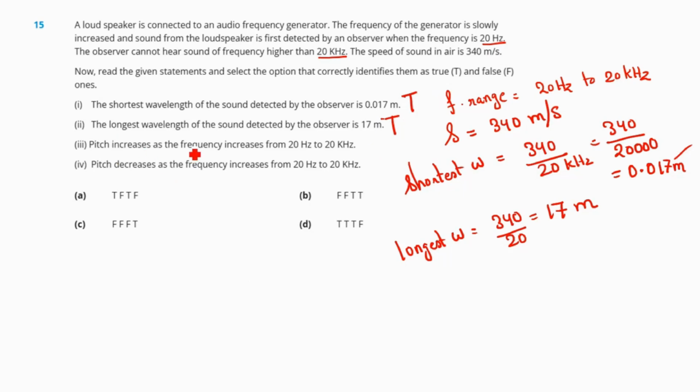Pitch increases as the frequency increases from 20 hertz to 20 kilohertz. This is very much correct because as we are increasing the frequency, the pitch will also increase. So this is also a true statement. And the last statement says pitch decreases as the frequency increases from 20 hertz to 20 kilohertz. This is just the opposite of statement 3. So this is a wrong statement. So our correct answer is option number D.